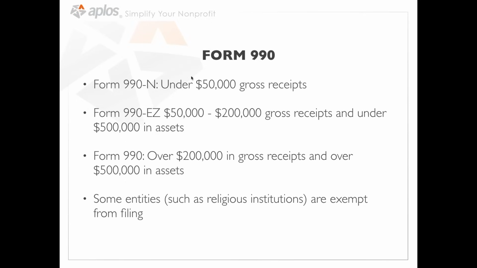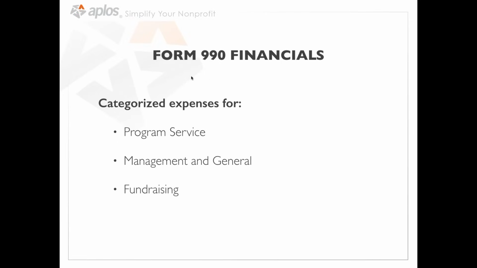And then also keep in mind that some entities, such as religious institutions, are exempt from filing the 990 report. So like I said, categorized expenses, the 990 full form specifically makes you bucket your expenses into program and service versus management in general versus fundraising.